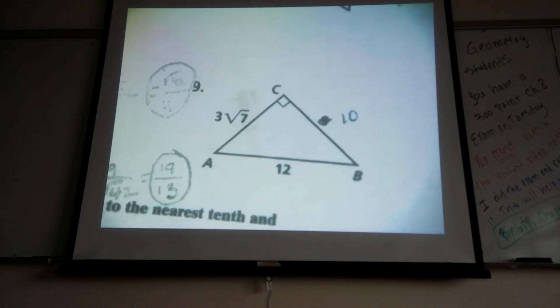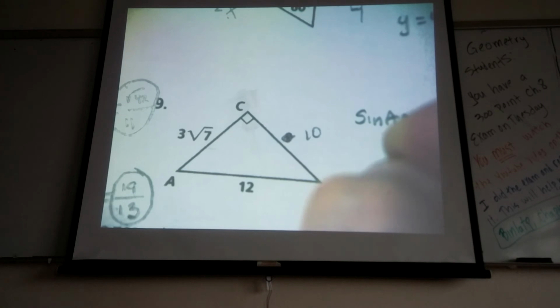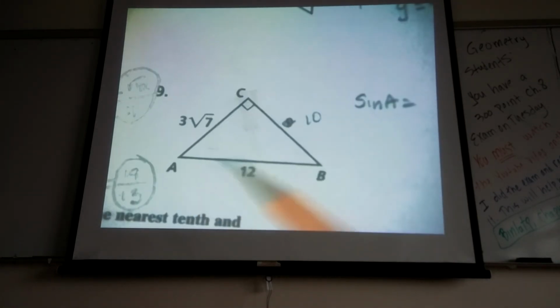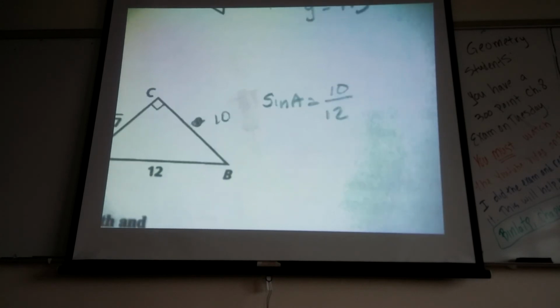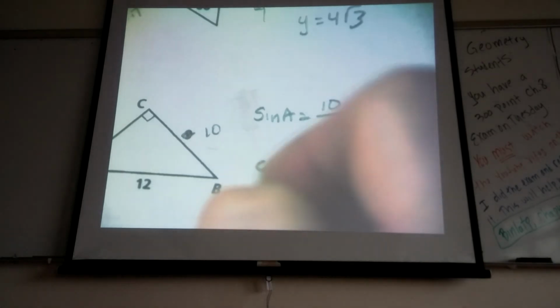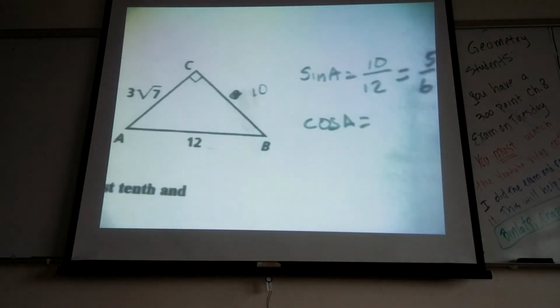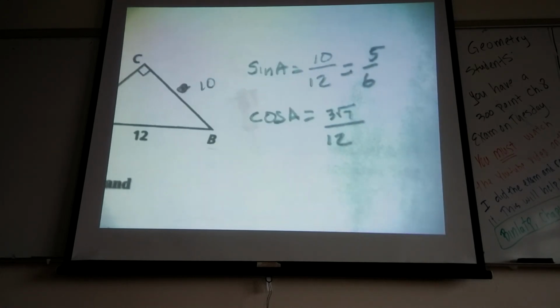All right. On number 9, the same thing. We want to find the sine of angle A. The sine of angle A, opposite over hypotenuse. Don't forget to simplify. Divide them both by 2. Cosine of A, adjacent over hypotenuse. Don't forget to simplify. The 7 and the 12, of course, you can't do that, but this one's inside.